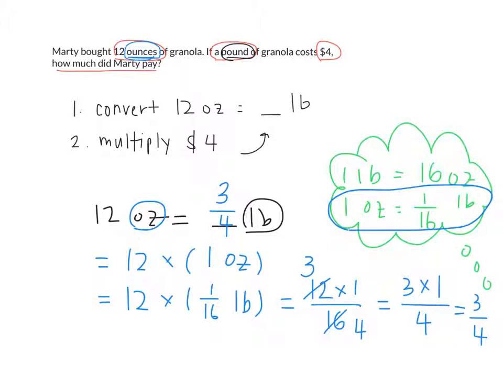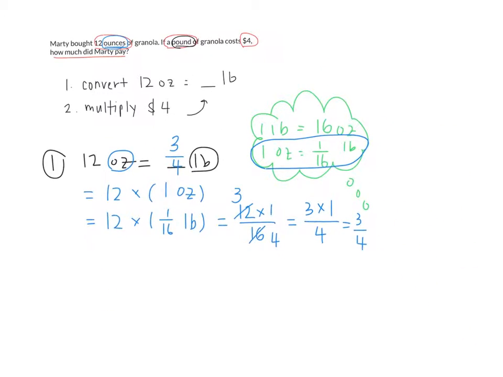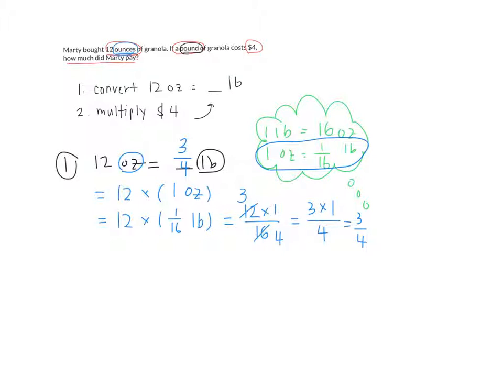Is that the answer? 12 ounces equals 3/4 of a pound? No. That's the answer to step 1. If I look back at what the question's asking, how much did Marty pay? Well, he did not pay 3/4 of a pound. But he paid $4 for each pound. So how can I find out how much money he paid altogether? Elmer, what do I need to do? 3/4 times 4. Luckily, we know how to do that. Yes? So for step 2, we have to do 3/4 of a pound, right, times $4.